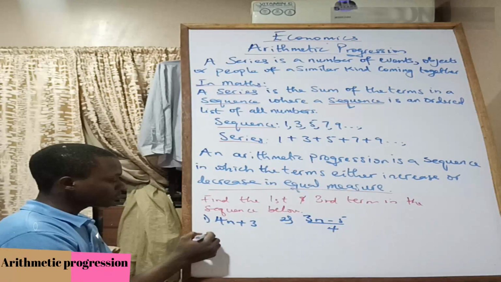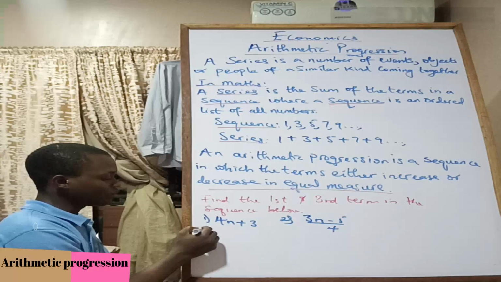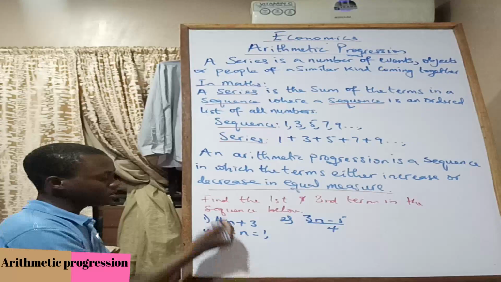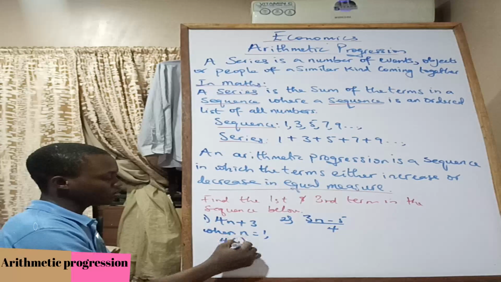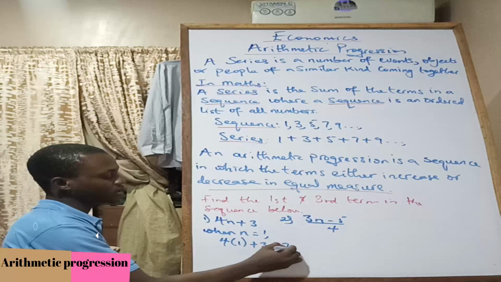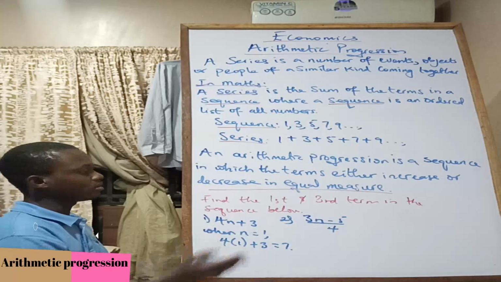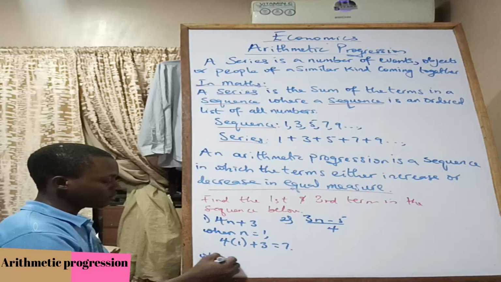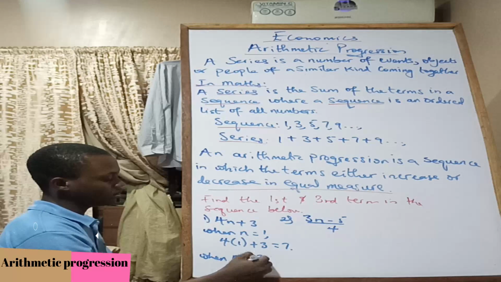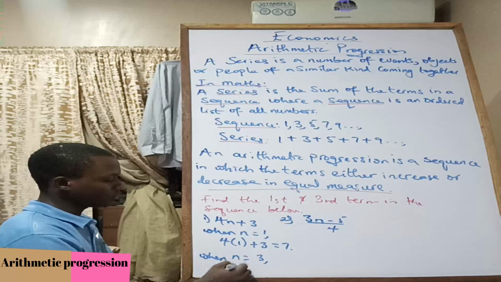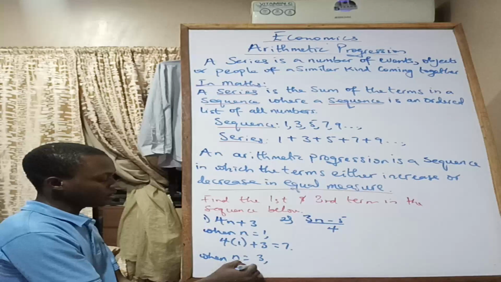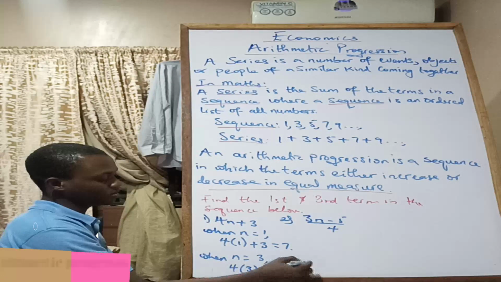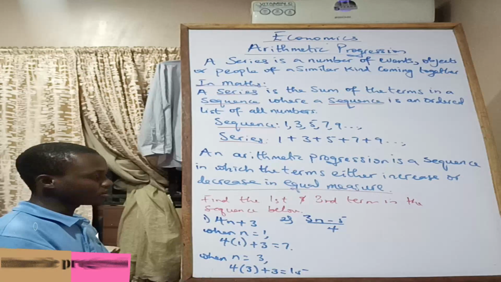So for this one, the first term, just say when n equals 1, I'm going to be having 4 into bracket 1 plus 3. That gives you 7. That means the first term in this particular sequence is 7. Then when n equals 3, 4 into brackets 3 plus 3, that should be 15. Good. 4 times 3 is 12, 12 plus 3 is 15.